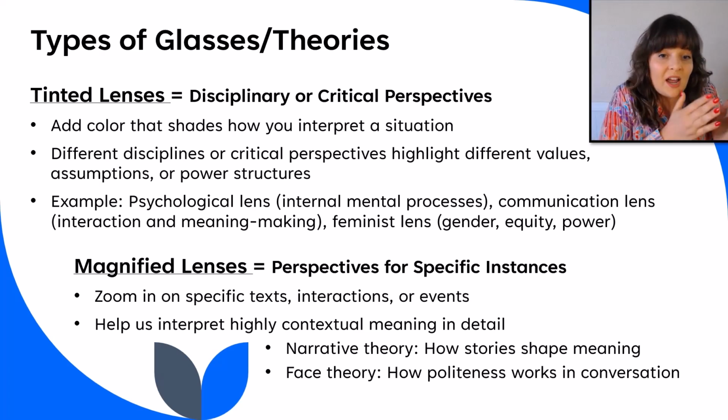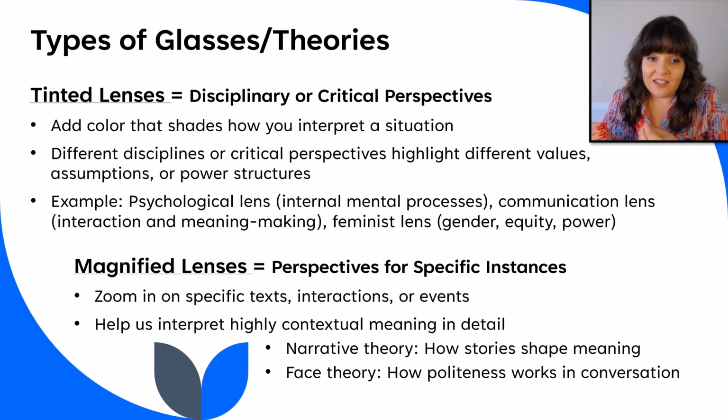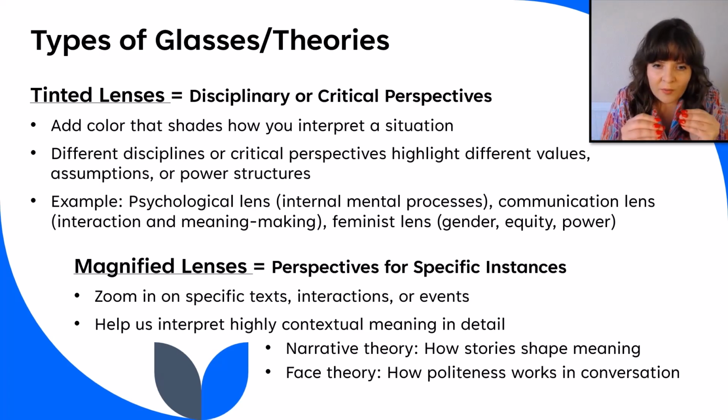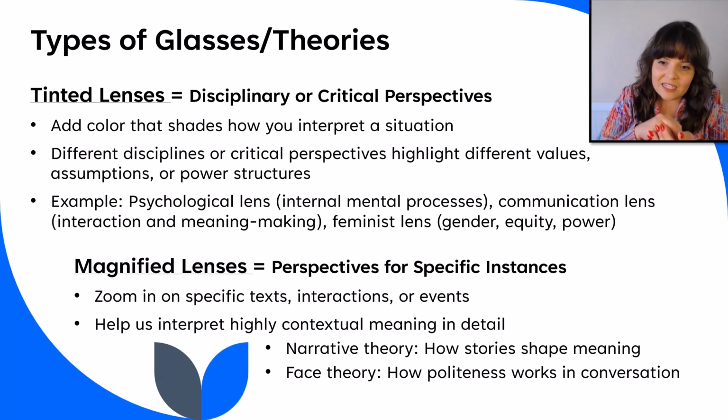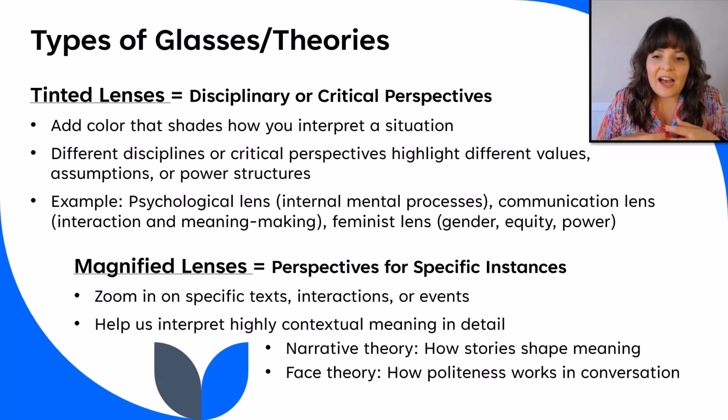We could also put on magnified lenses, and these could be perspectives for specific instances. They help us zoom in on specific texts or interactions or events and help us interpret that highly contextual meaning in detail. For example, narrative theory helps us understand how stories shape meaning, and face theories help us understand how politeness works in conversation.